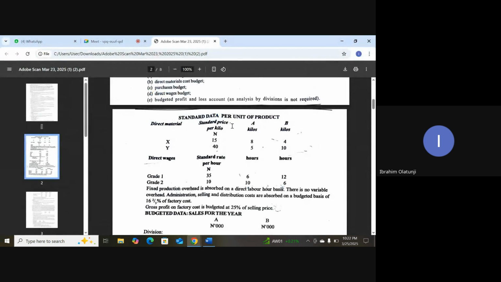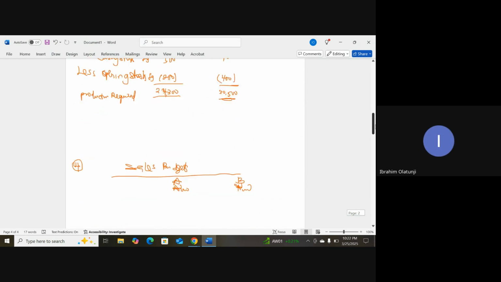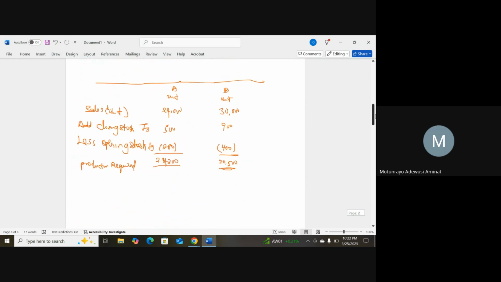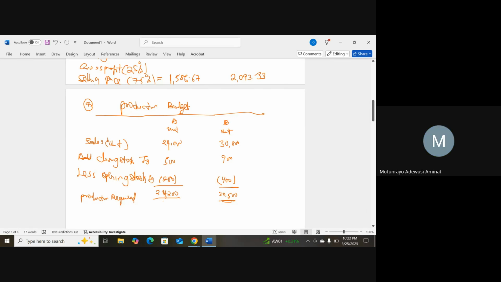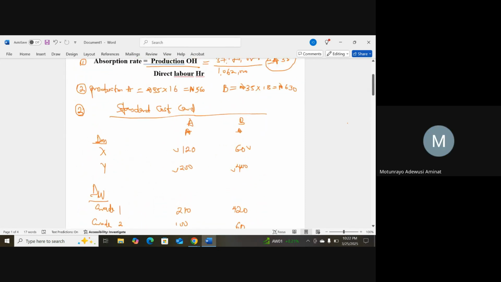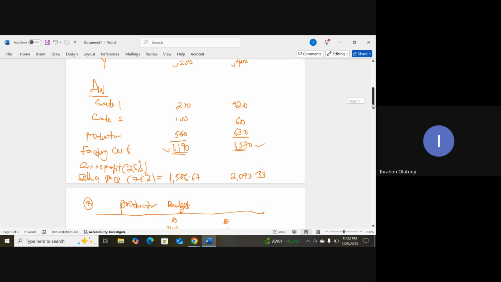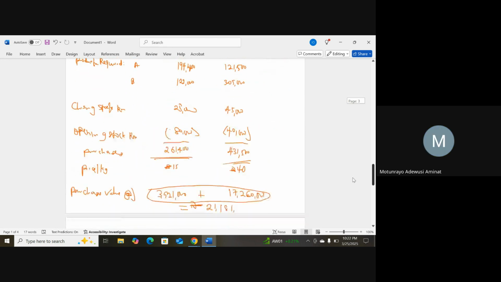Then do the same thing for grade 2. How much will they pay when it comes to grade 2 under product A? So the requirement is 24,300, and for grade 2, how much are we paying? 100 for product A and 60 for product B. So let's calculate product A first.